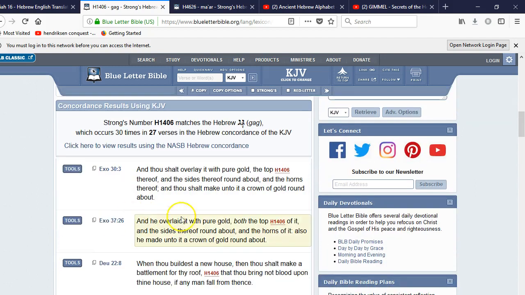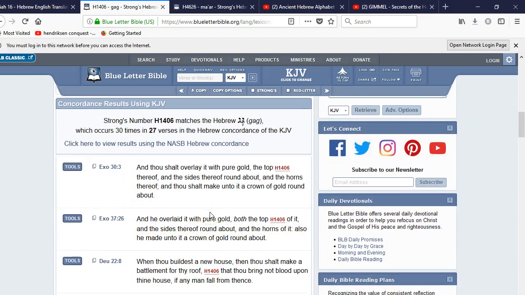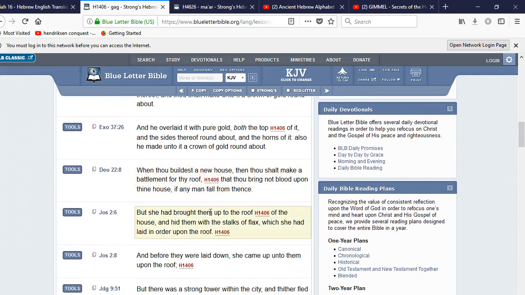Oh boy. Now, some people might say, if they look at, say, the example from Deuteronomy 22:8, when you build a new house, then you shall make a battlement for your roof. By the way, that battlement, that word, there's only one occurrence of. I would have to think that basically what it means, I don't know this yet, don't quote me, probably a knee wall or a railing. Okay? But we can know that gag definitely means roof, that thou bring not blood upon thine house if any man fall from thence.